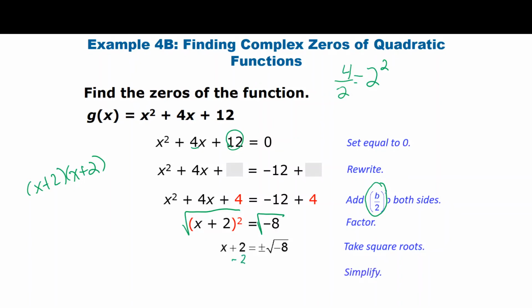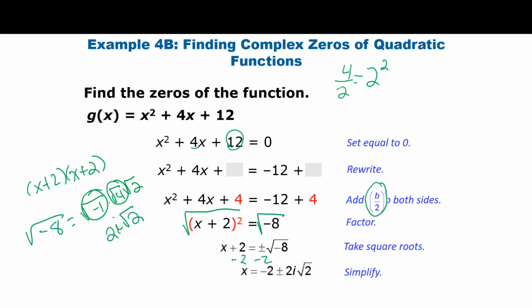The next thing I need to do is just simplify that. So let's subtract 2 from both sides, minus 2. And remember, the square root of -8, let's just look at that, is equal to the square root of -1 times the square root of 4 times the square root of 2. All right, and we know that the square root of 4 is 2. And the square root of -1 is i, and so we're just left with the square root there. So once we simplify, we end up with -2 plus or minus 2i square root of 2.